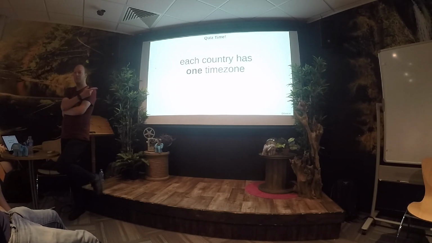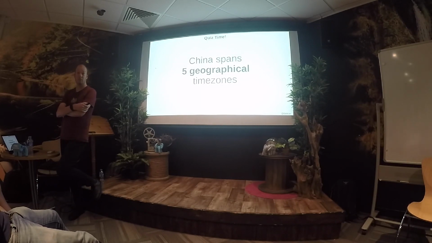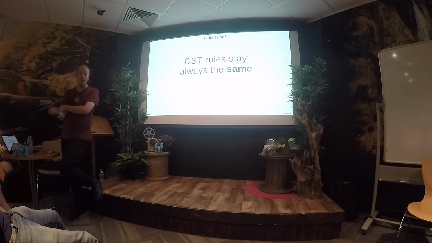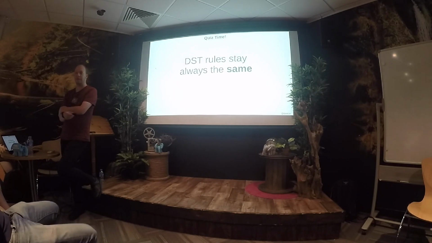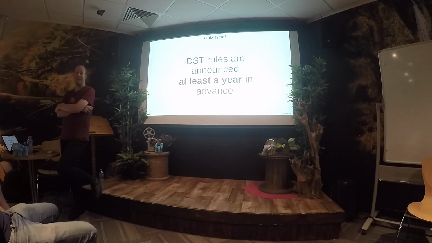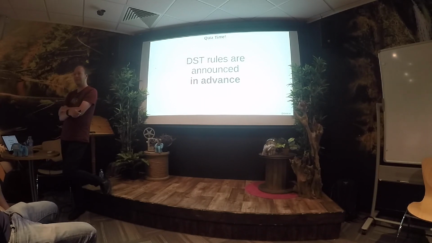All right, each country has one time zone. You probably know that's not right, because of the US. China spans 5 geographical time zones. Who thinks that's right? Yeah, that's correct. So I need to throw you off a little bit sometimes. Daylight savings time always stays the same? Yeah, that's clearly not true either, right? They always announce at least a year in advance? No? Clearly not correct. What about they always announce in advance? Unfortunately, also not correct. Sometimes they say, oh, yeah, we changed daylight savings time rules yesterday. It does happen. We're trying to fix that.